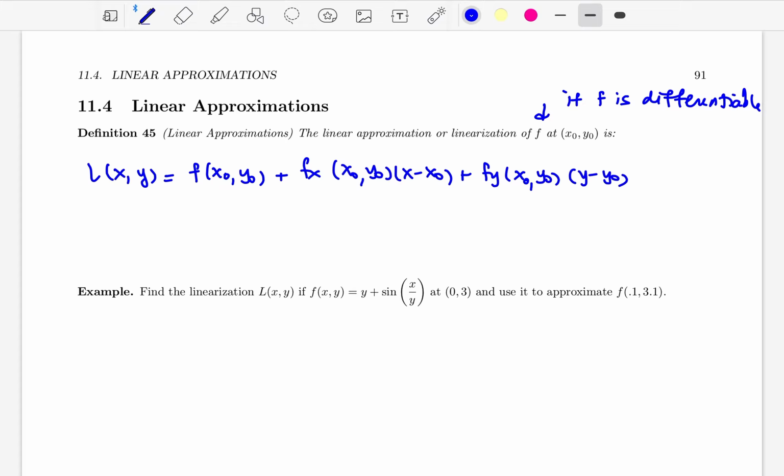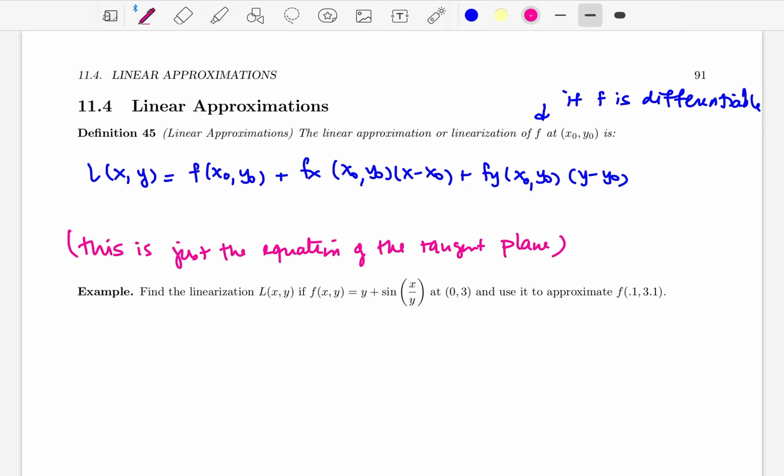I don't know if you noticed this, but this is just the equation of the tangent plane. Same as in calculus 1, the linearization and the equation of the tangent line are the same thing. Now in calc 3, the linearization and the equation of the tangent plane are the same. So this is just the equation of the tangent plane. All right, perfect.